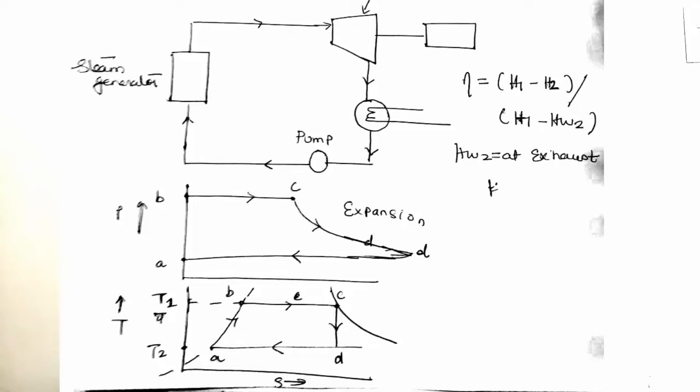So again, this is how a Rankine cycle works, and the efficiency is given by H1 minus H2, divided by H1. H1 is the heat at the inlet of the turbine, H2 is the heat at the outlet of the turbine blades, and HW2 is the condensed heat at exhaust. So this is how the efficiency can be calculated, and this was just a simple example of one of the methods to understand the thermal cycle or thermodynamic cycle.